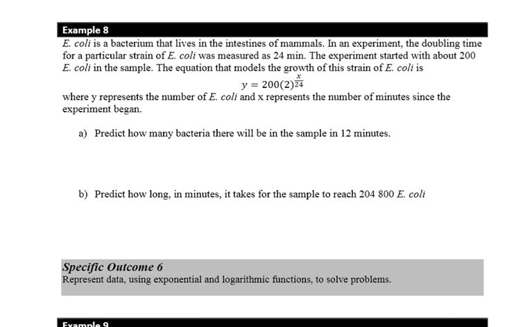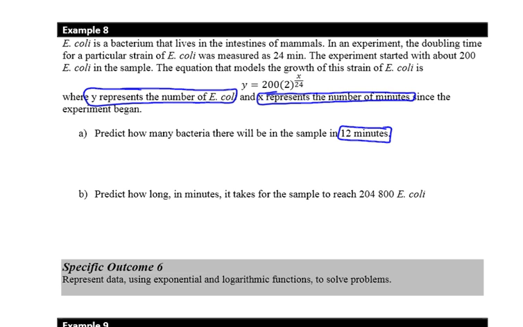Okay, so they're giving us some information, and they've already actually made the equation for us. Predict how many bacteria there will be in a sample of 12 minutes. So X represents the number of minutes, and Y represents the number of E. coli. It's important to know which one's which. So if we have 12 minutes, which variable is that? X.